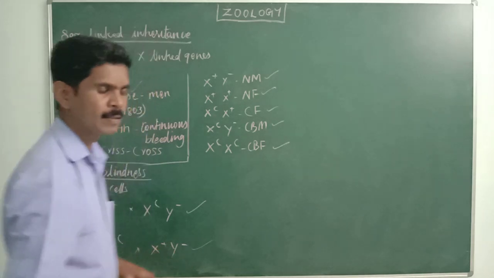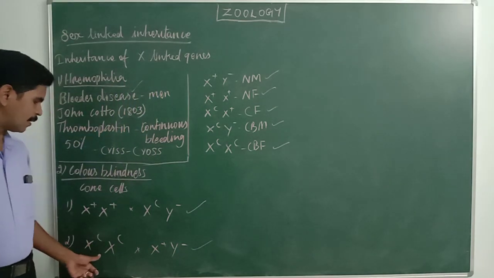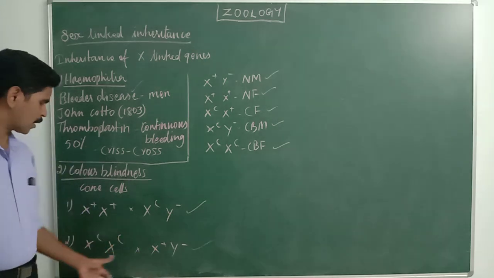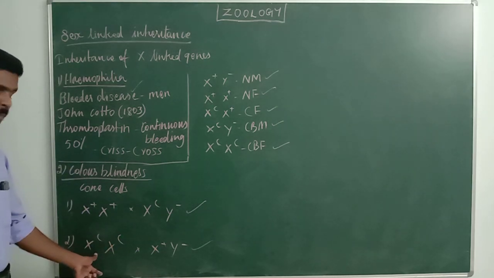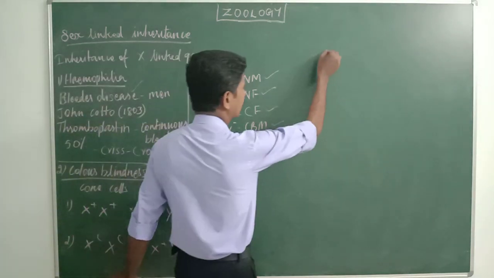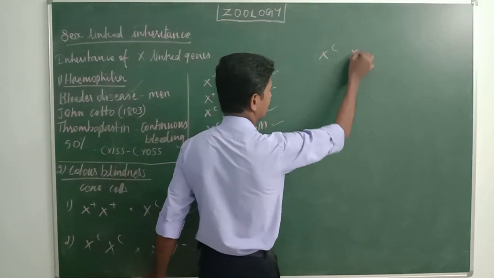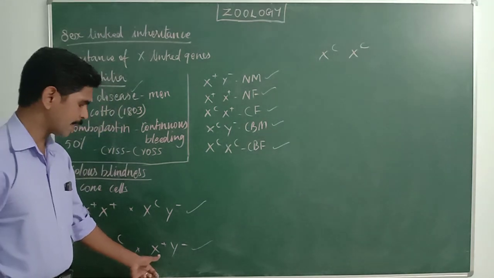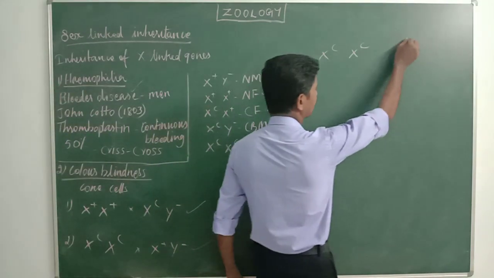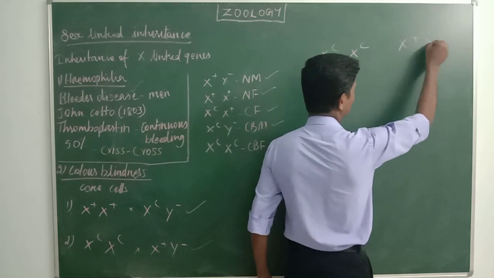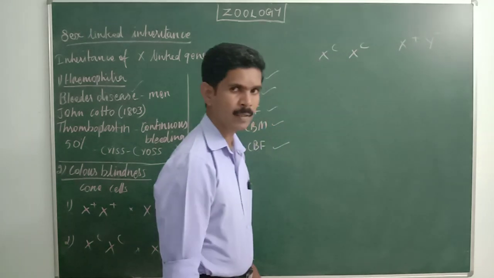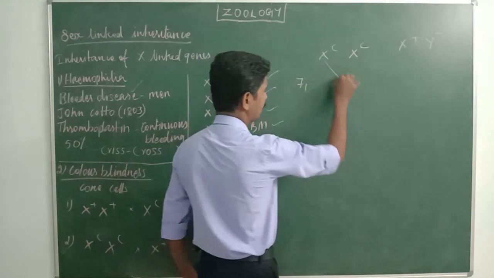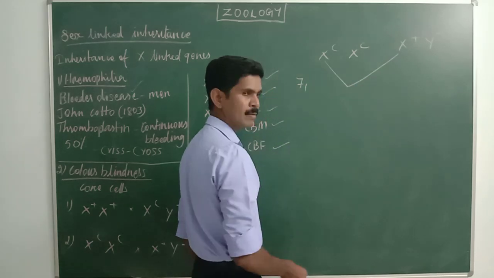So the second type of marriage is marriage between a colorblind female and a normal male. The gamete of the colorblind female is XC, XC. Then the gamete of the normal male is X plus Y minus. So listen, in the first generation, what is happening? This gamete is fused with this gamete.